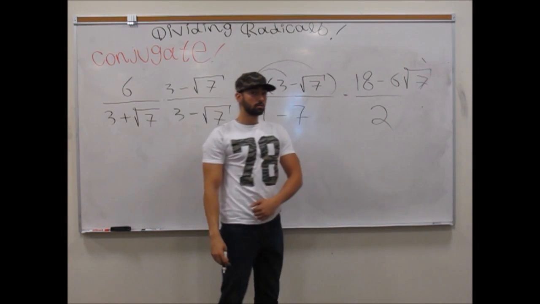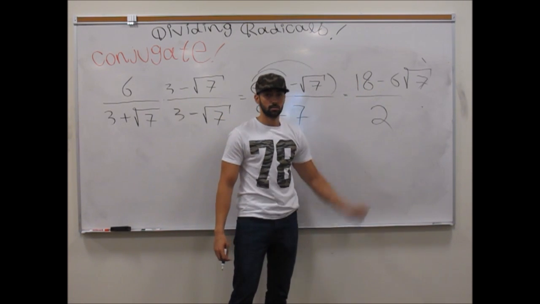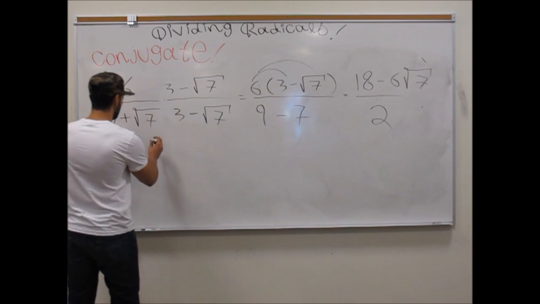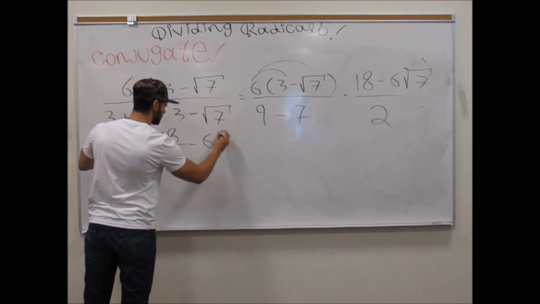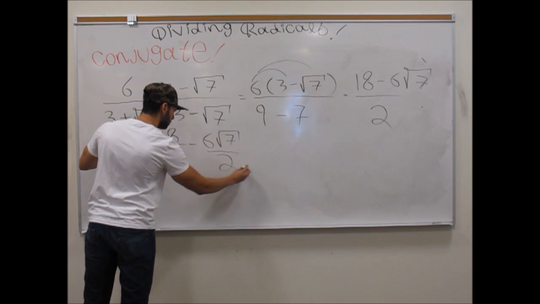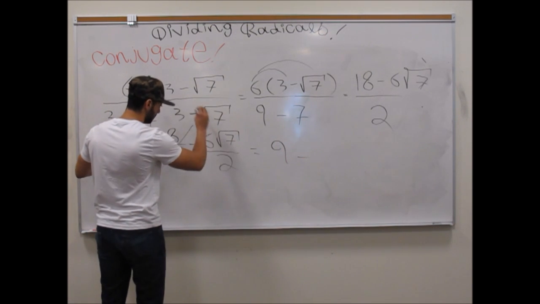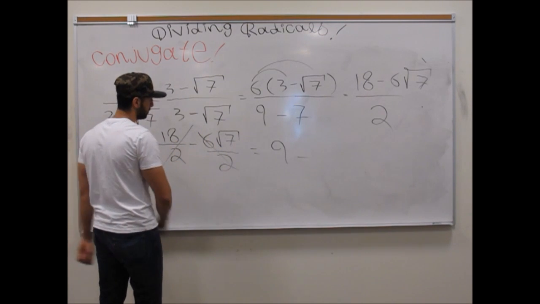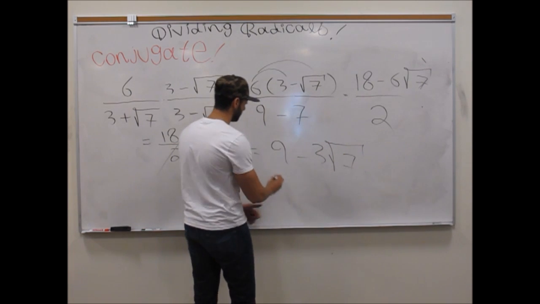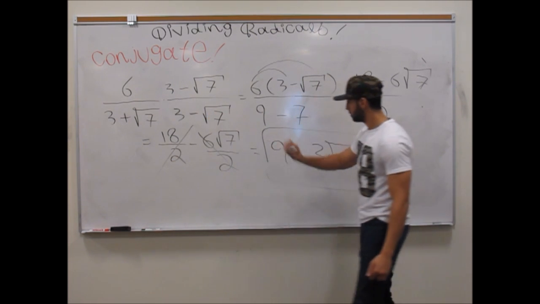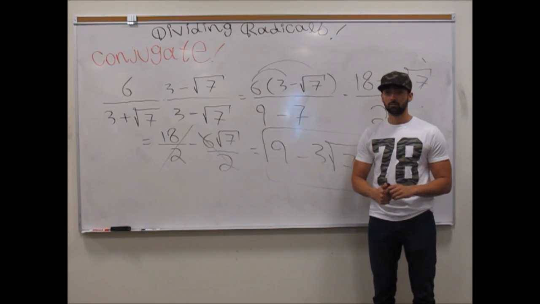Here we wouldn't be done, because you could split up the LCD, and 2 would go into 18 and 6. So you come over here and split up the LCD, which is 18 over 2 minus 6 rad 7 over 2. This will be 9. This will be 3. I like slashing. Sorry, I got carried away there. So then this would be the final answer: 9 minus 3 rad 7. And I'm going to have you try an example.